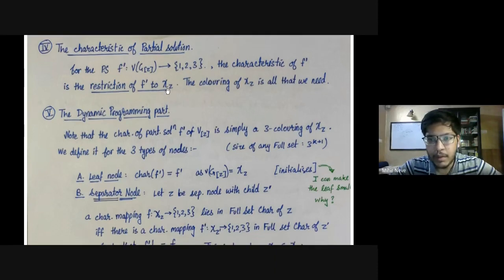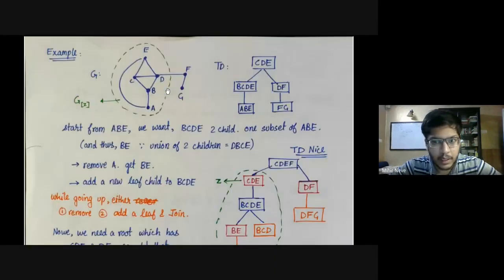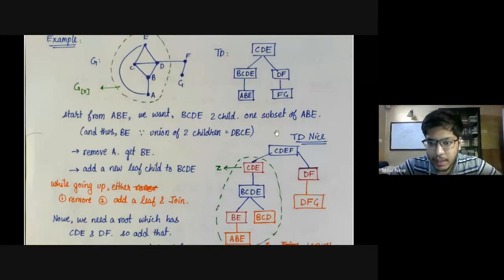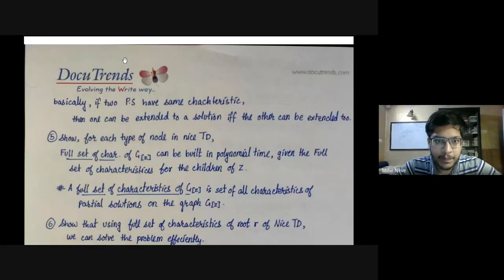Do you all remember what chi-z was? Okay, let me go back there and tell you. So look at this graph. This is the subtree hanging here, and chi-z is basically this CDE. The bag associated with the node z is called chi-z. So chi-z is CDE, this triangle here, and the terminal subgraph is this entire thing. The remaining part is the terminal graph associated with z.